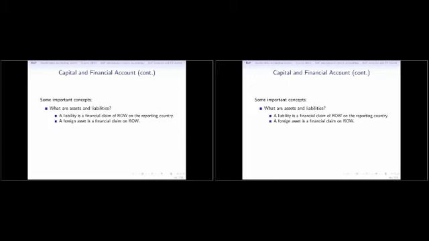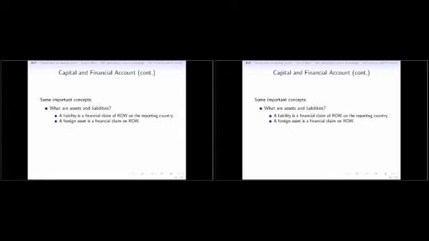In our hand. We have the control of that. In our ownership. So a liability is simply a financial claim of the rest of the world on the reporting country. And a foreign asset is our claim, our financial claim on the rest of the world, okay? On the rest of the world.